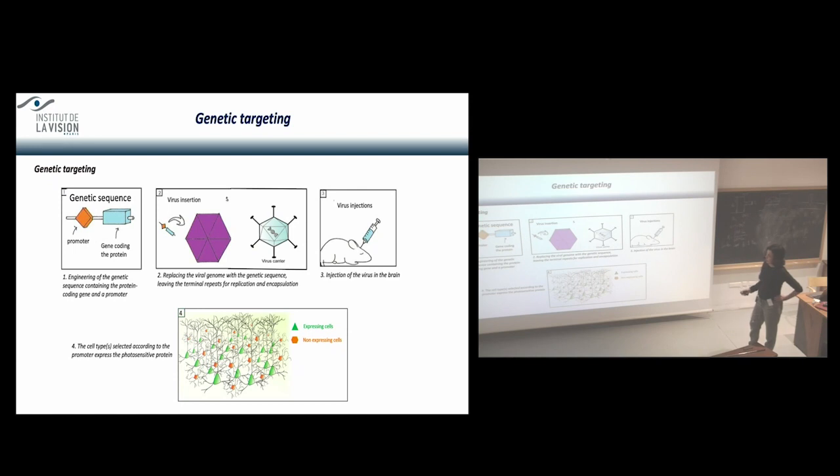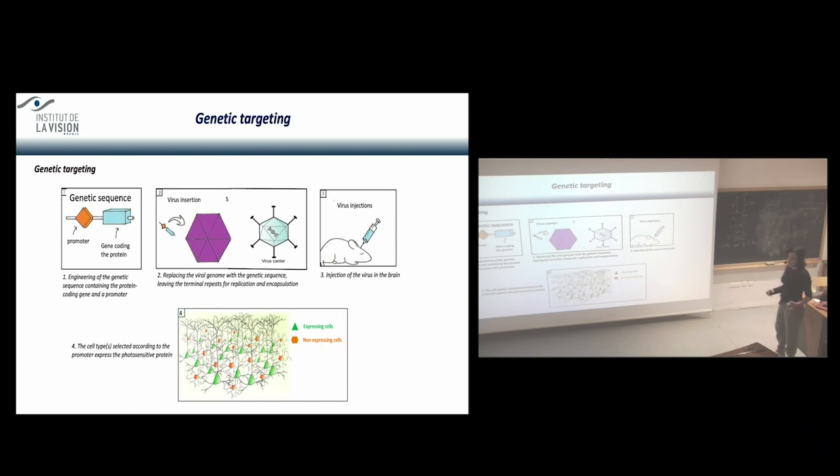Then the next step is to take some virus and to replace the viral genome with this genetic sequence, leaving the terminal repeats for the replication and encapsulation of the virus. Now you have this engineered, modified virus. You can inject it into mice or whatever model you are working on.